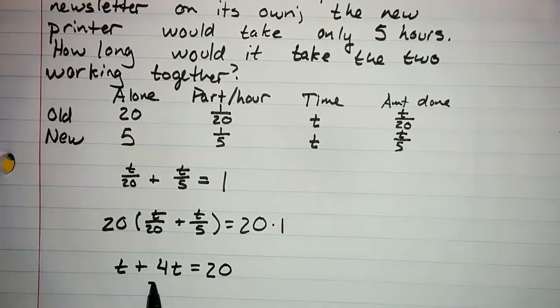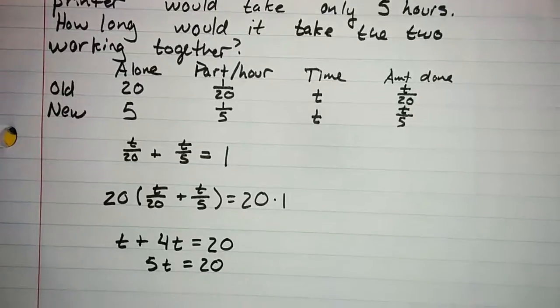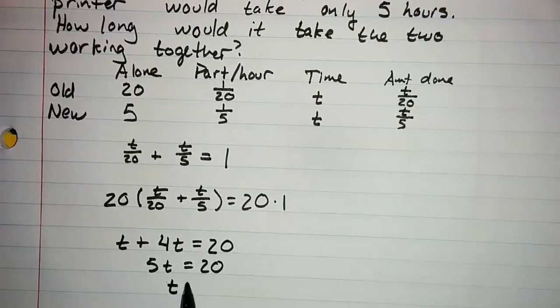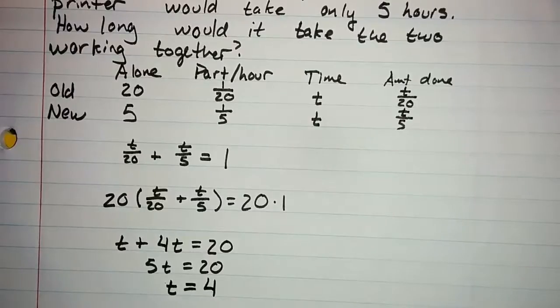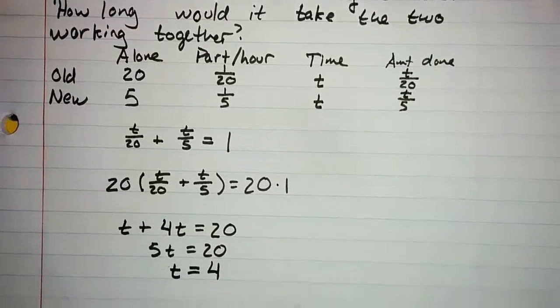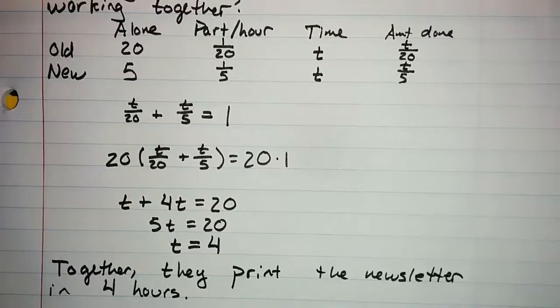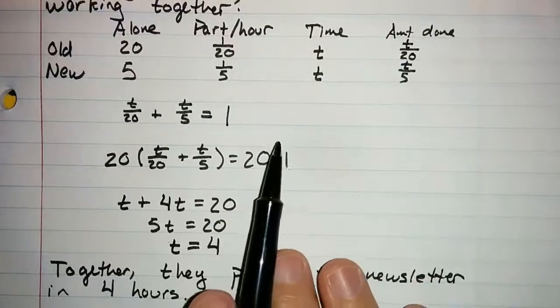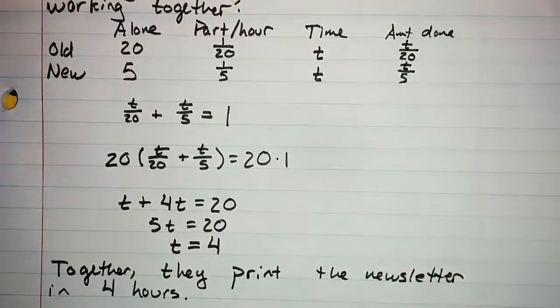Combining like terms, 5t equals 20, divide both sides by 5, and I get t equals 4. What does that mean? Together, they print the newsletter in 4 hours. So, that's how this process works out when the unknown thing is the time that they spend working together.